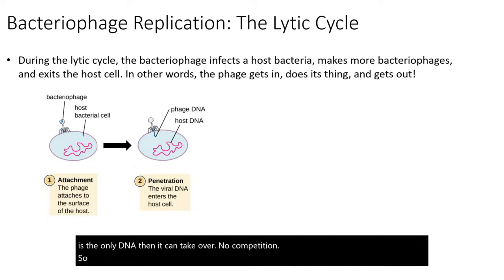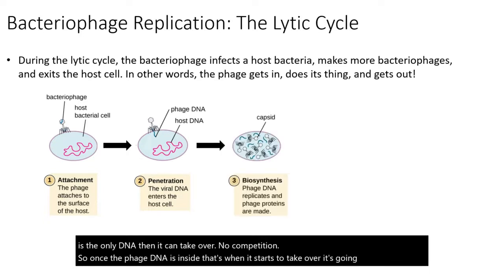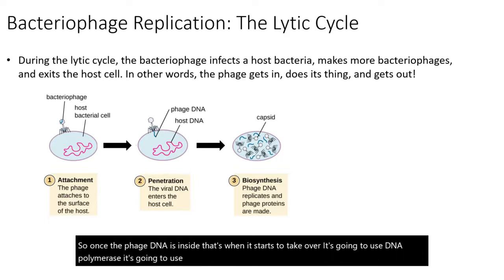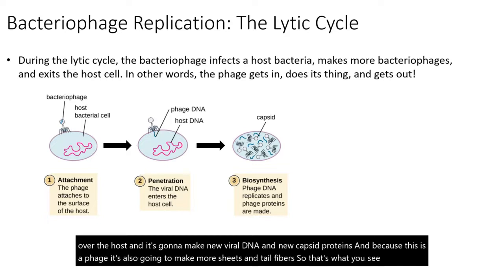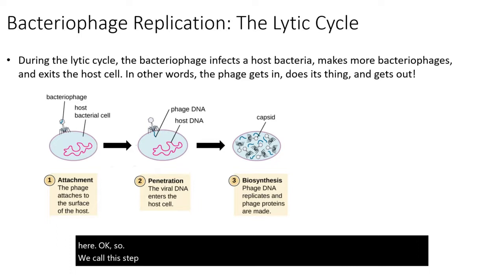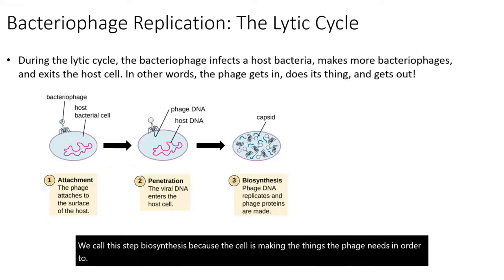Once the phage DNA is inside, that's when it starts to take over. It's going to use DNA polymerase, RNA polymerase, the ribosomes, all the things. It's going to take over the host, and it's going to make new viral DNA and new capsid proteins. And because this is a phage, it's also going to make more sheaths and tail fibers. That's what you see here. We call this step biosynthesis because the cell is making all the things the phage needs in order to get out and infect new hosts.